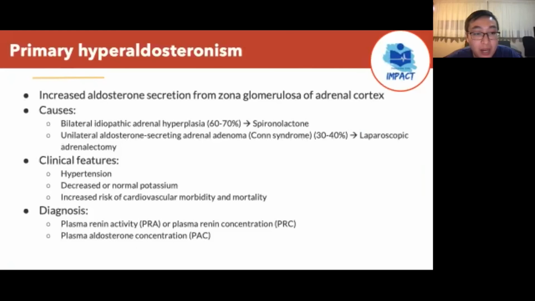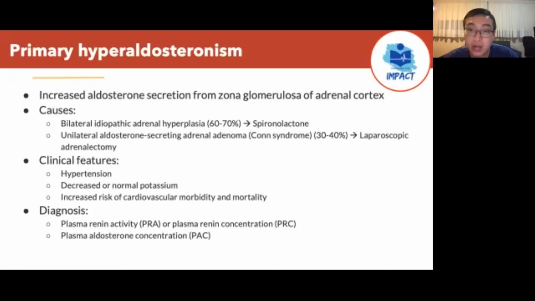Cool. And a bit about primary hyperaldosteronism. We sort of talked about this already, but it's just increased aldosterone secretion from the adrenal cortex. And it's important to know because it's often an underdiagnosed secondary cause for hypertension.